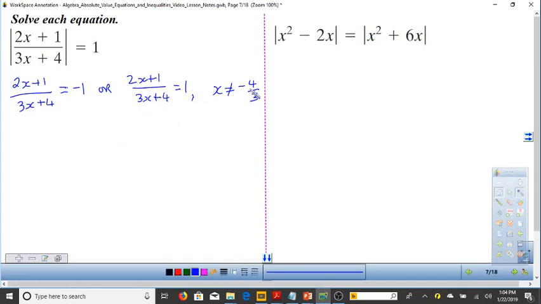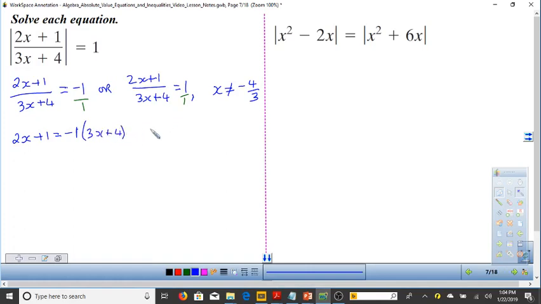So as long as we don't get -4/3, we can check the other answers. In this case, we can simply cross multiply both sides. Since it's an equation, we would not be able to do that if it was an inequality, but we can do it as an equation. So I'll get 2x plus 1 is equal to negative 1 times 3x plus 4.